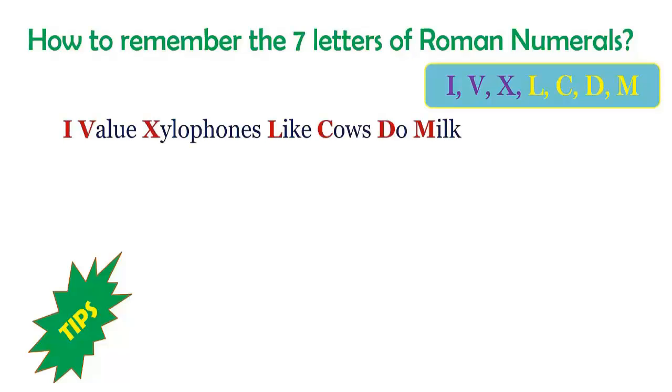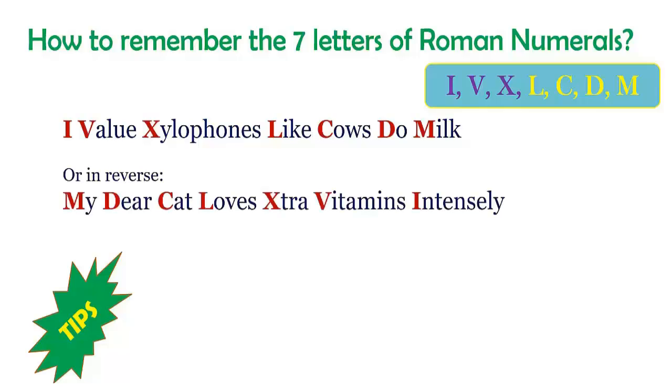I value xylophones like cows do milk. So look at the first letter of every word. IVX LCDM. Or in reverse, my dear cat loves extra vitamins intensely. So the first letter of every word, MDCLXVI, denote the Roman numerals.